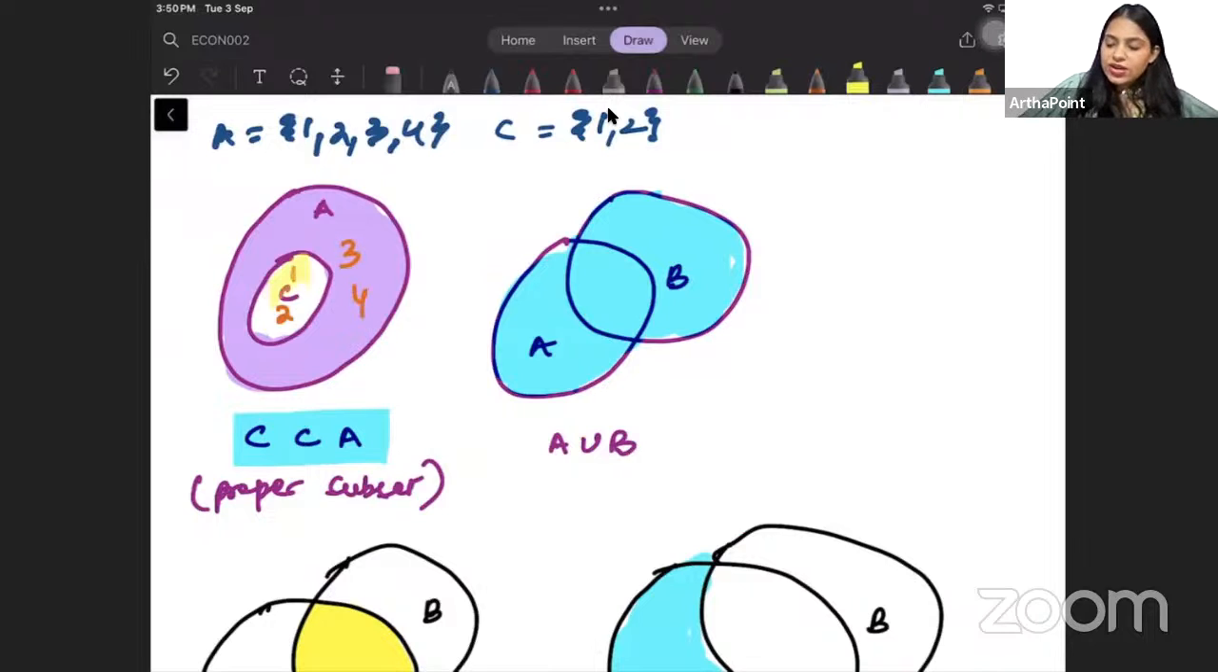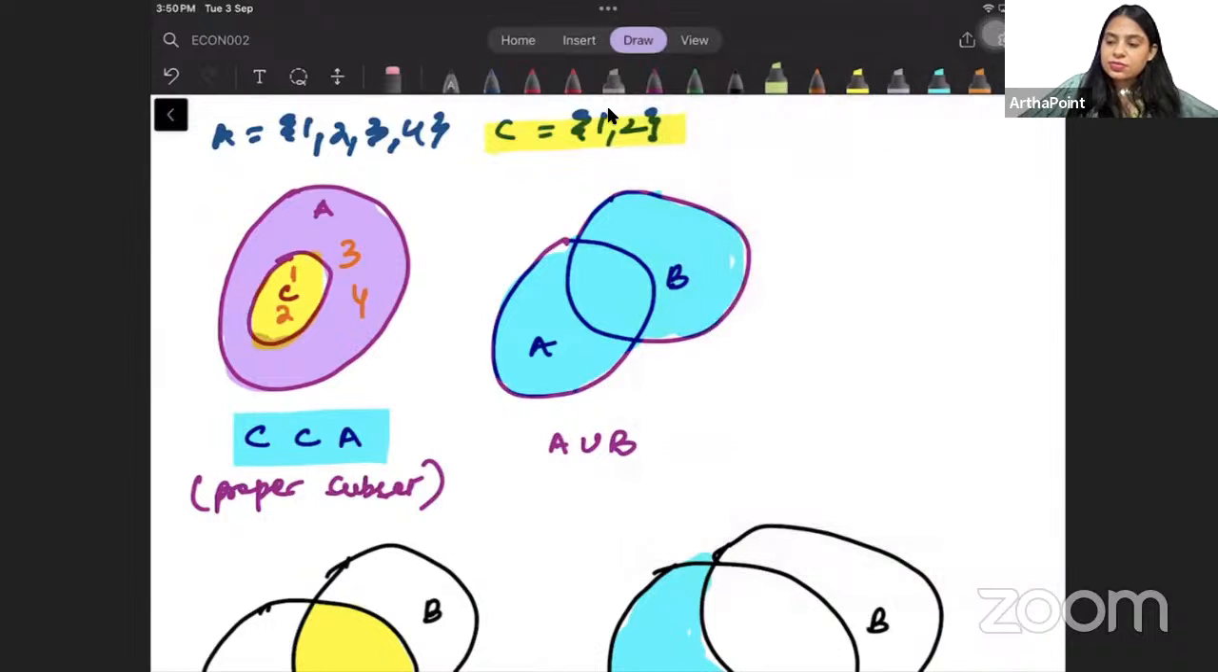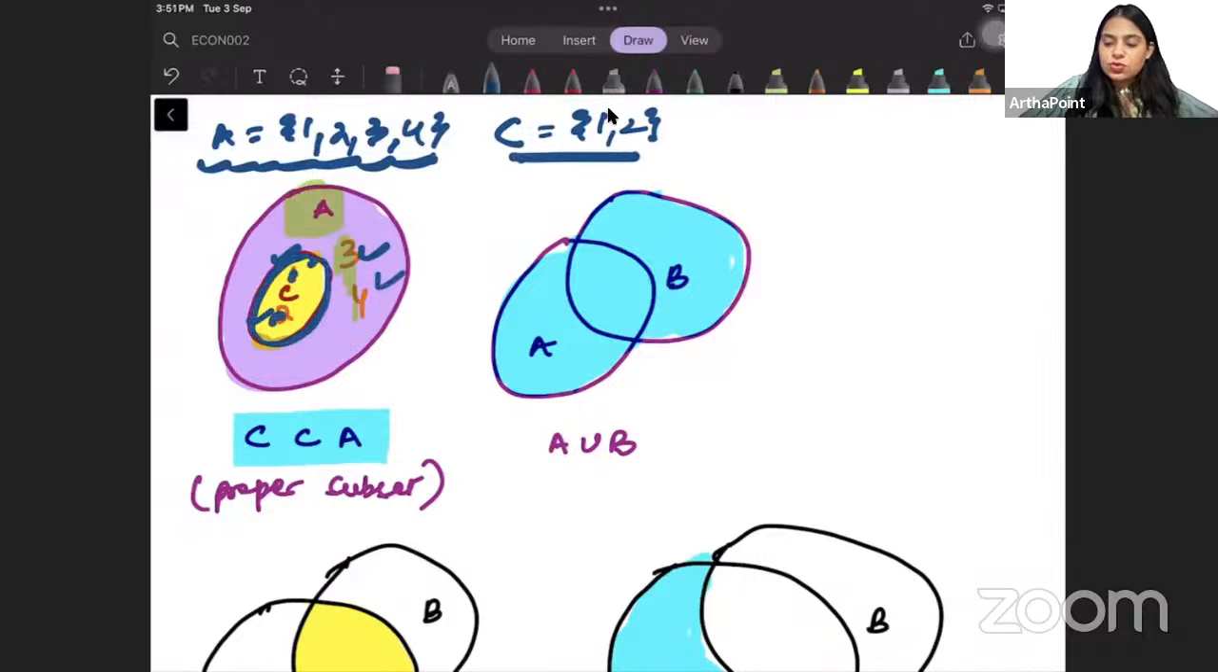So 1 2 are contained in A also, क्योंकि A ये पूरा है. A is the bigger one. And these 1 2 are contained in C also. And these 3 4 are contained only in A. Is this clear? So we can say that A consists of all 1 2 3 and 4. C consists of 1 and 2. So C is a subset of A.